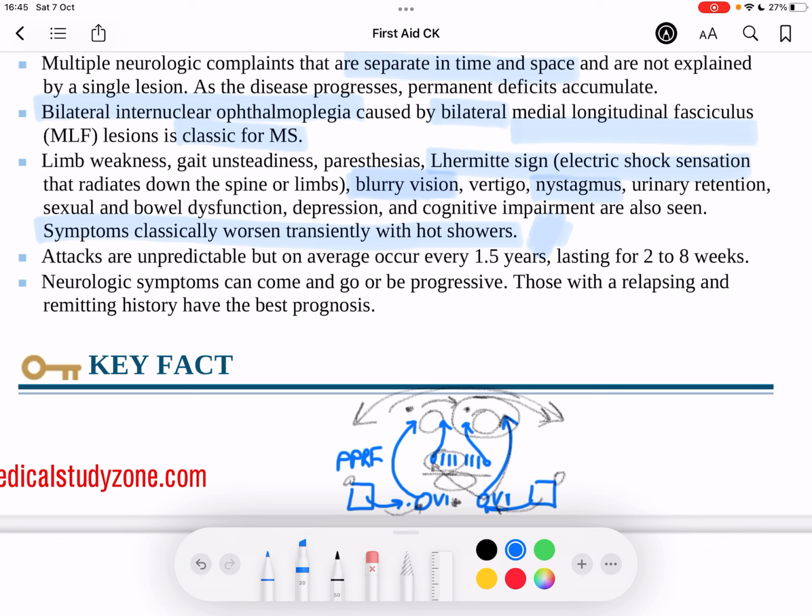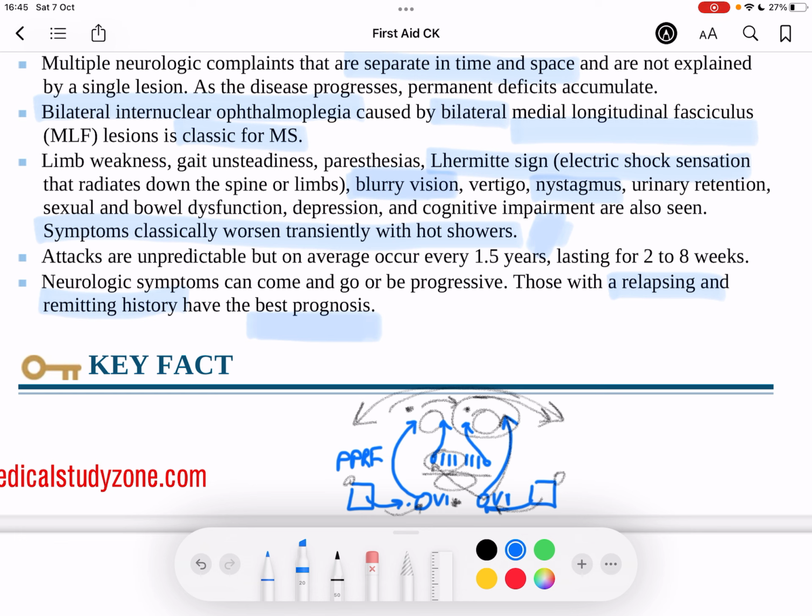And neurological symptoms can come and go or can be progressive, as I've mentioned already. But the relapsing and remitting one has the best prognosis, and it is the most common one as well. One thing just to note, you might be thinking, why are there so many eye problems with MS?